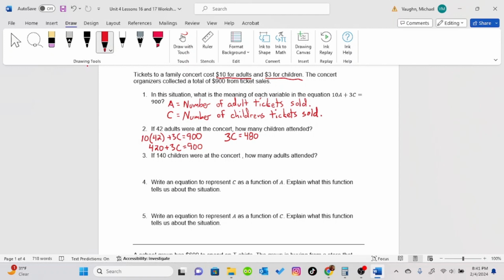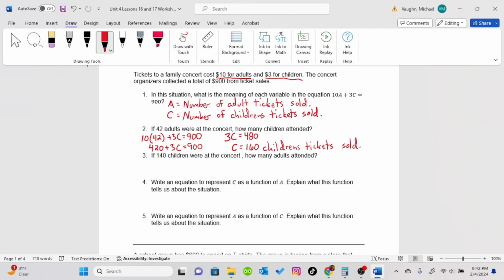And then we divide both sides by 3 and we get c equals 160. And C represents the number of children's tickets. So C equals 160 children's tickets sold.